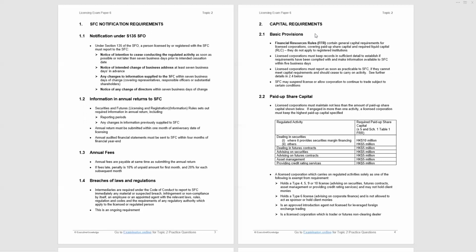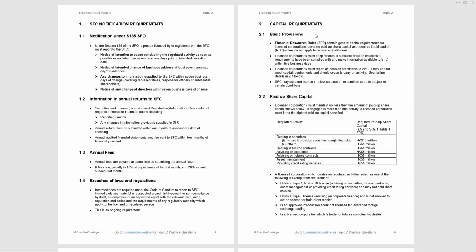Now, 2 of the important levers that the SFC have in ensuring that systemic risk is minimized. That is to say that nobody goes bust in the system.